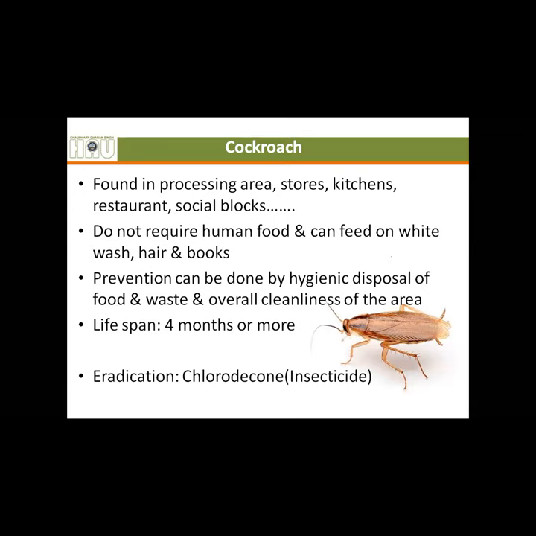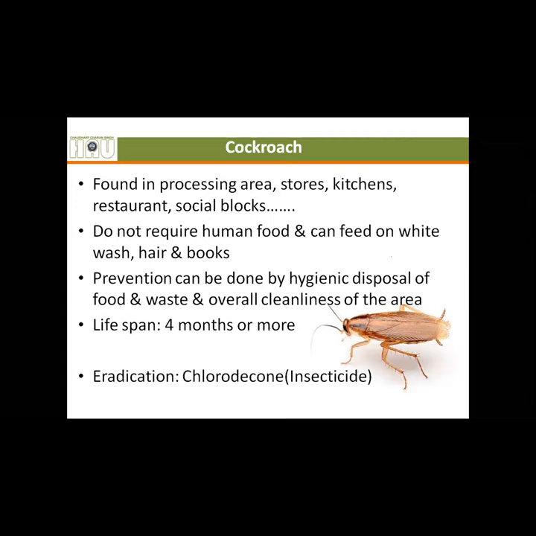So pest control teams are using chlorodecone, which are insecticides, to remove all those. They are using it in the drains, which are well cleaned itself. And sometimes they are using some glue pads also to detect whether cockroaches are present or not present.